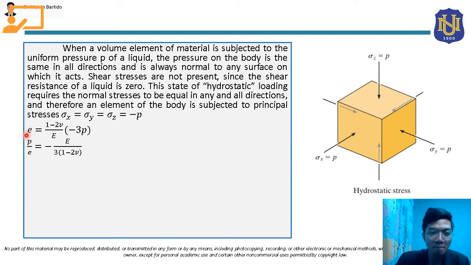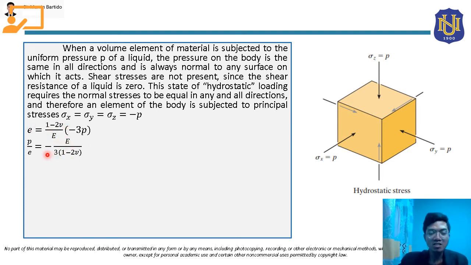So this is P over E. We just cross multiply this. So this will become P over E, and the 1 minus 2v will become the numerator in the terms here at the left, including this negative 3. So that will become 3. This negative sign, we just factor out here. So this will be negative here, and then 3 times 1 minus 2v will become the numerator here.